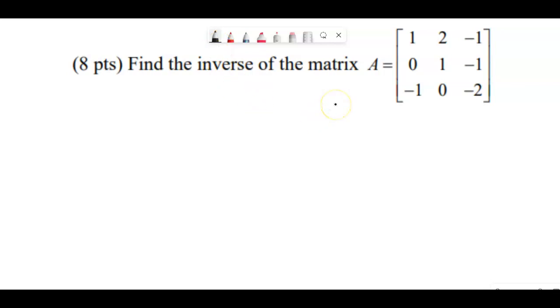Find the inverse of the following 3 by 3 matrix. There are two basic approaches. One is very common, and it is to augment with the identity matrix and then do reduced row echelon form. The other is much less common and slightly more difficult, and it is the adjoint and determinant process.